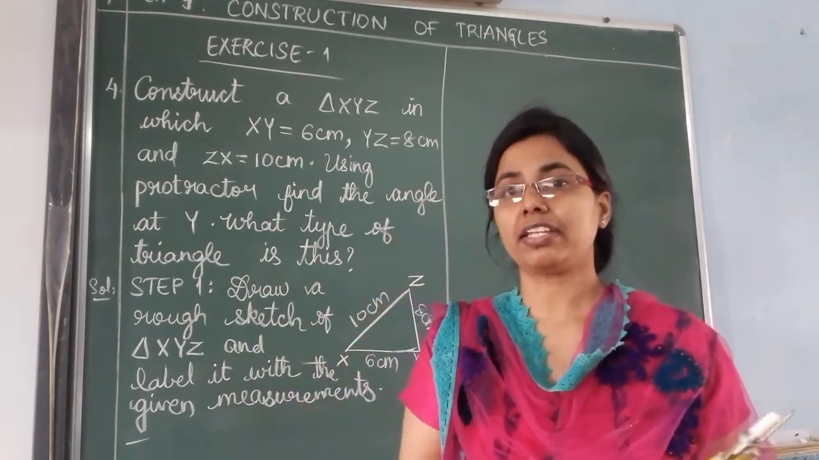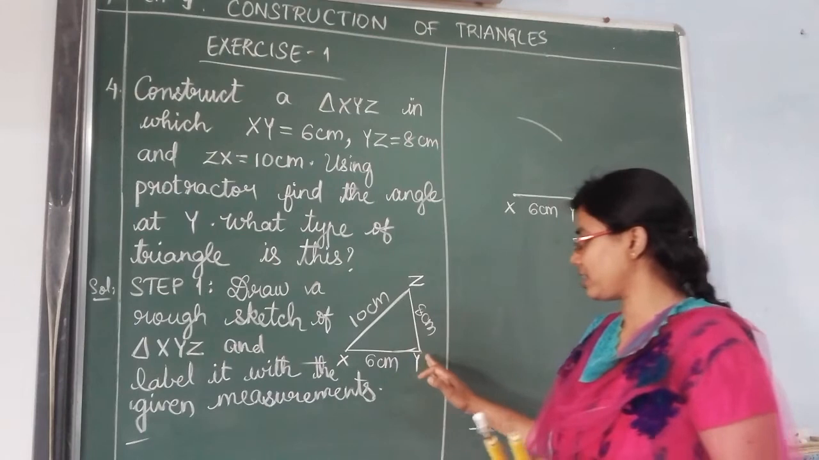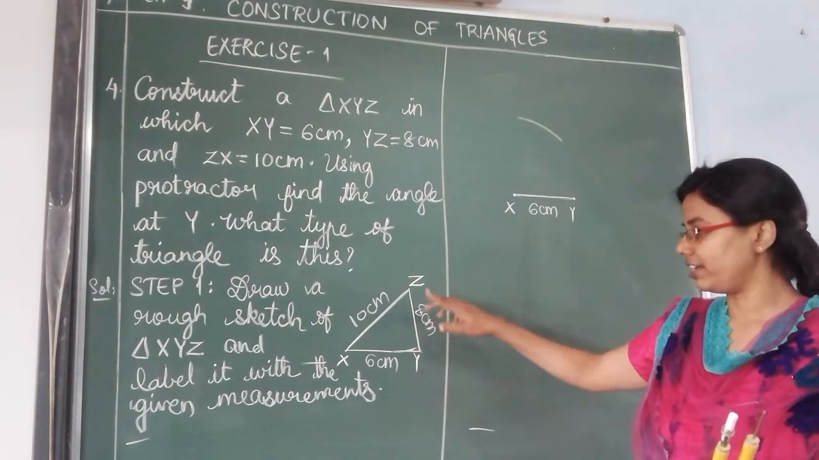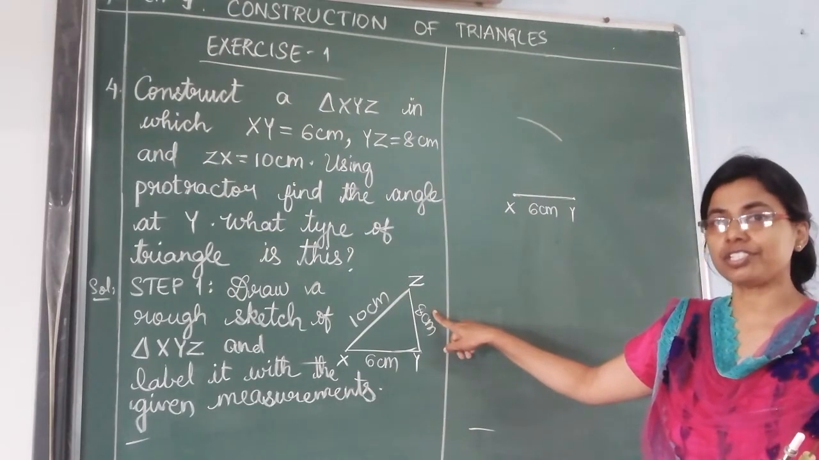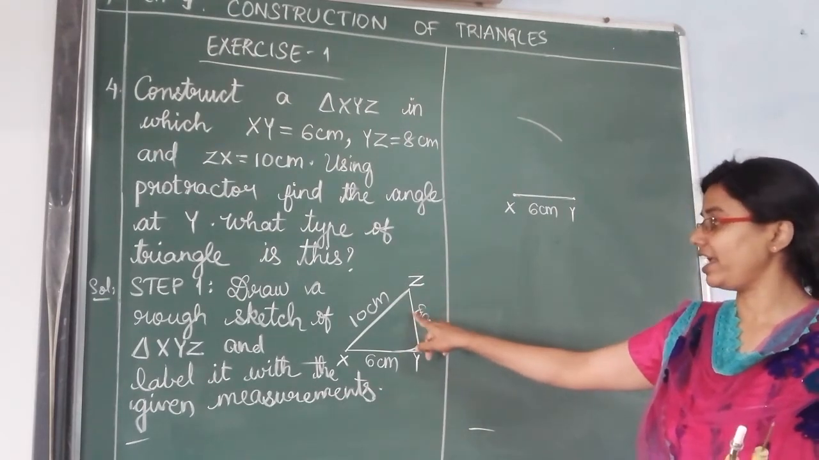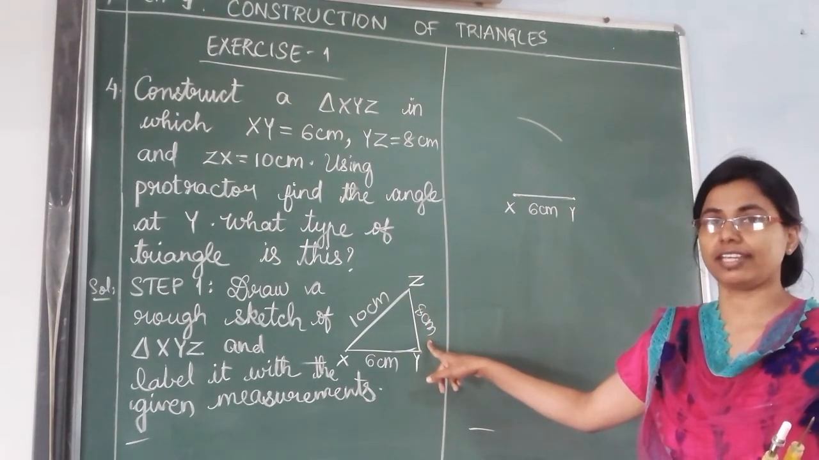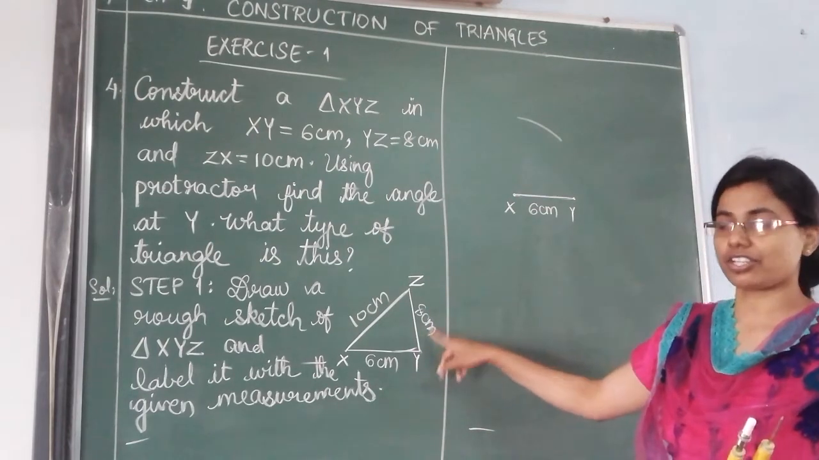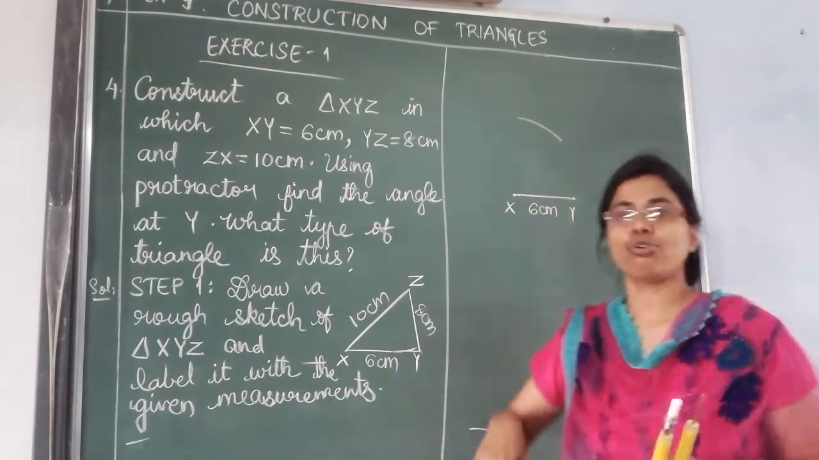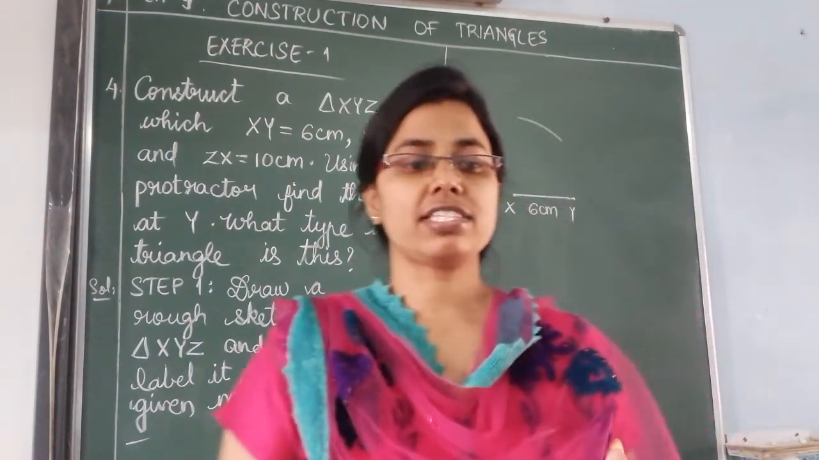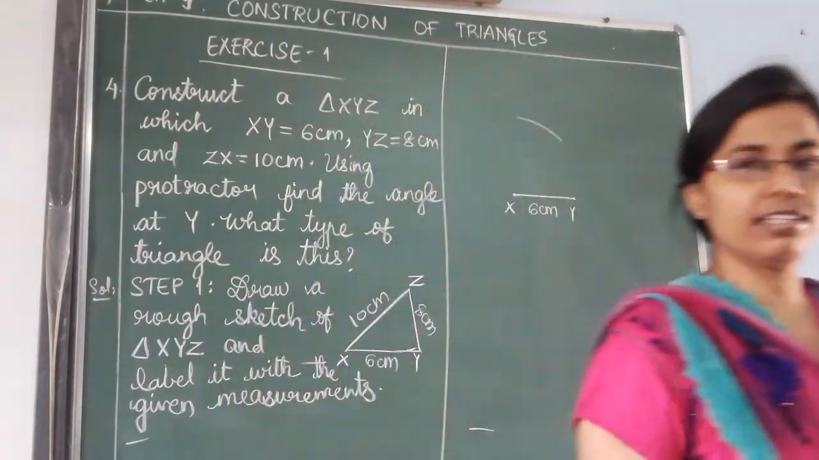Now the next part is, in the rough figure, we can see that from Y to Z, since the length of Z from Y is 8 centimeters, now we have to take 8 centimeters as the radius and draw an arc such that it is going to intersect the first arc. So now let's take the scale. Take out your scales, children.